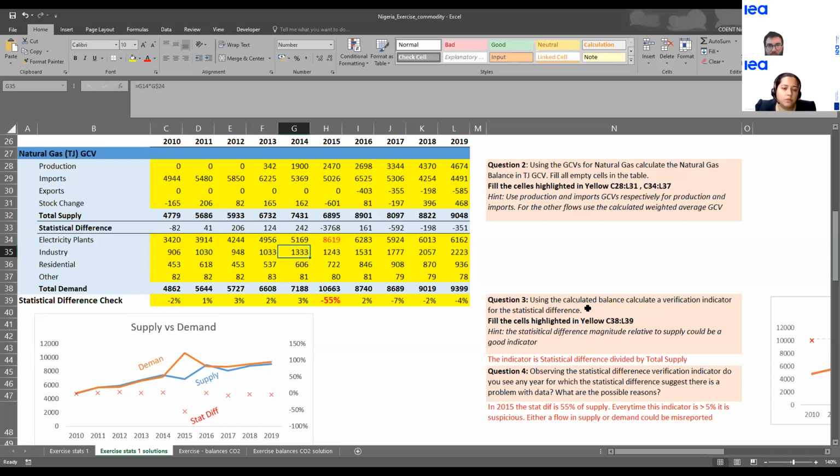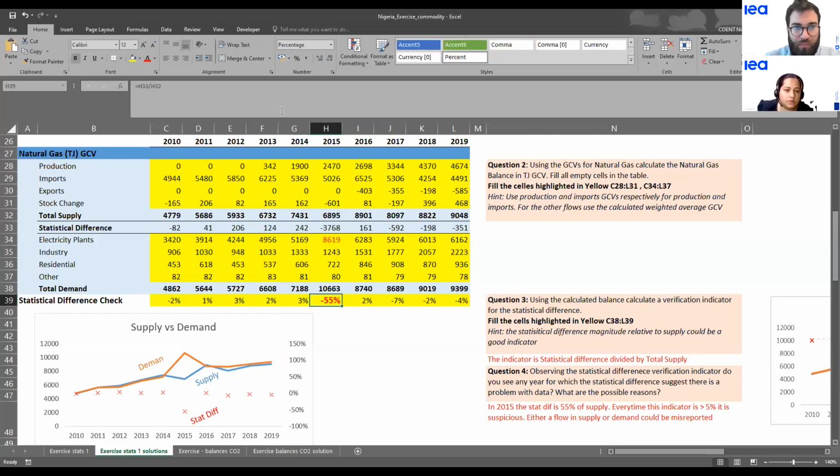So what would you check? Usually the check that we do is that we take the statistical difference and we calculate it as a share of the total supply. And here you can see that in 2015, there's an issue, because it's too high. Usually the statistical difference should be less than around 5%. So this is acceptable when we check the energy balances, more or less.